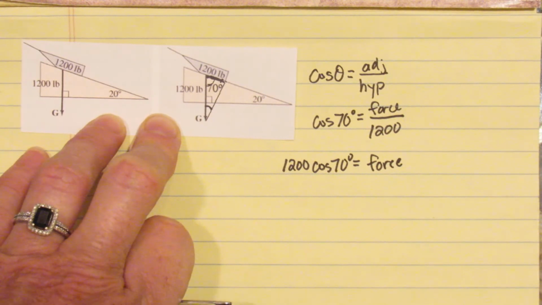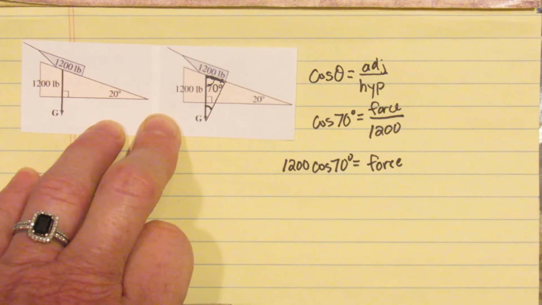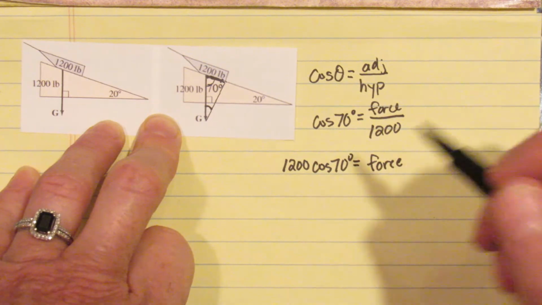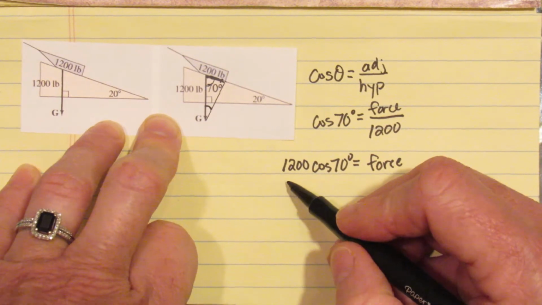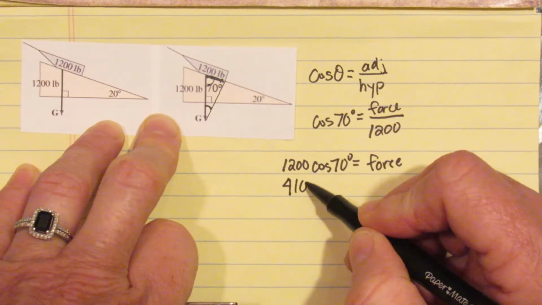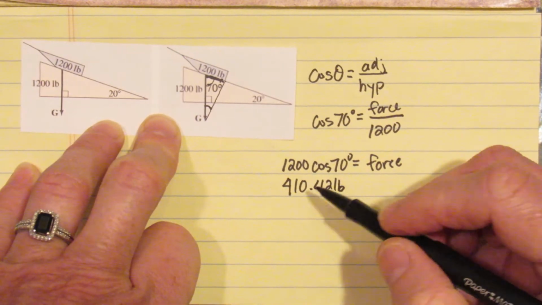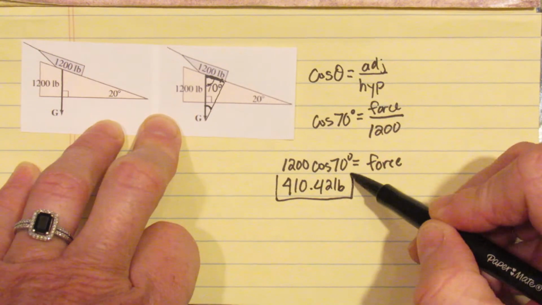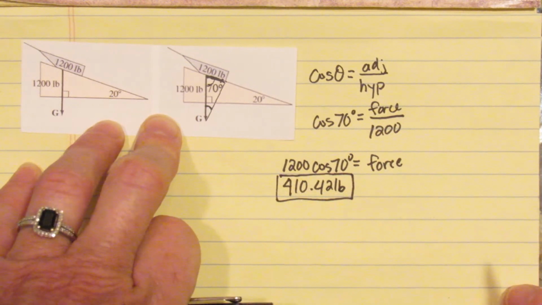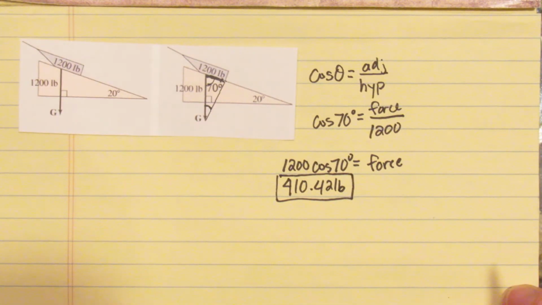So in this case, if I type that into my calculator, make sure that your calculator's in degree mode because we're actually working in degrees, we end up with a force of 410.42 pounds. So something or someone would have to pull at a minimum of 410.42 pounds to keep that boat from sliding down the ramp or to get it to move. Again, that's kind of the breaking point.